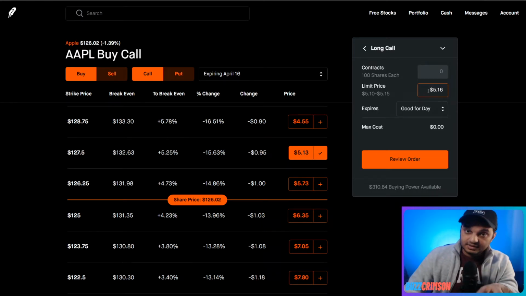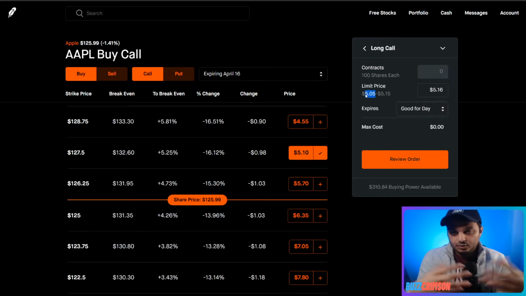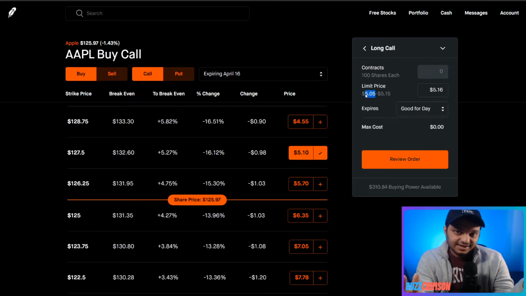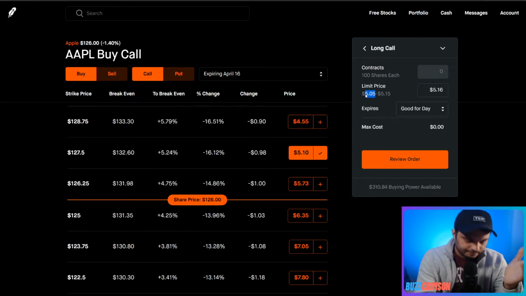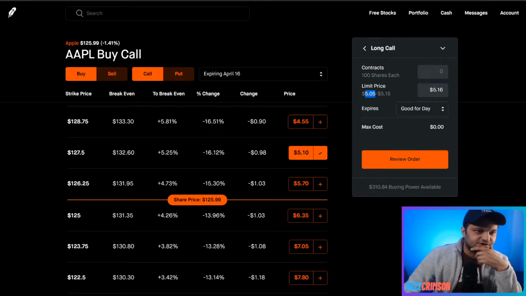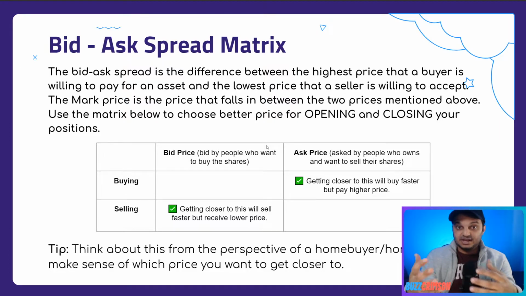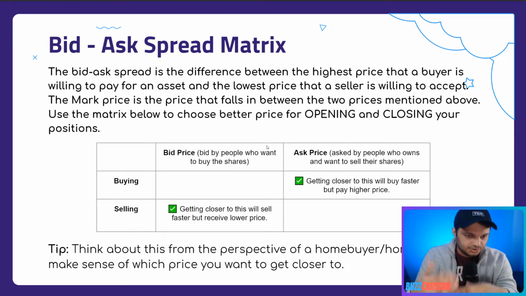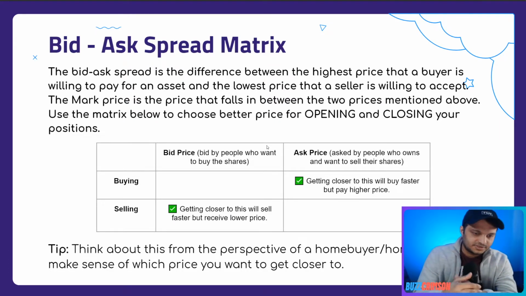And if you're selling, you need to get closer to the bid price, because when I'm selling a house, I go to the buyer and the buyer says, all right, I'm going to bid at this price. So think about it. This matrix should help you decide which direction you need to increase your price or lower your price.